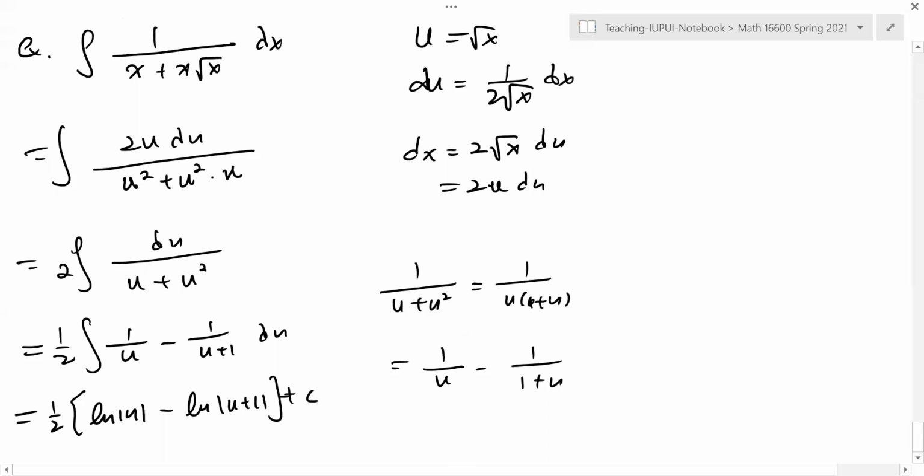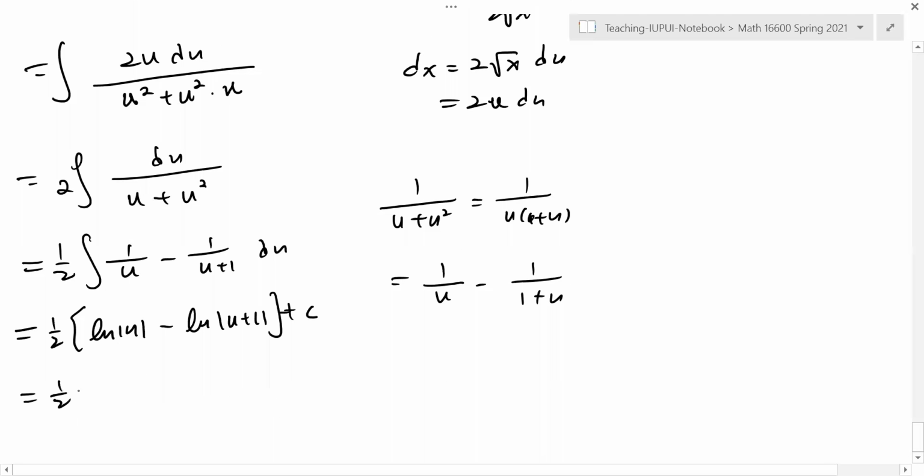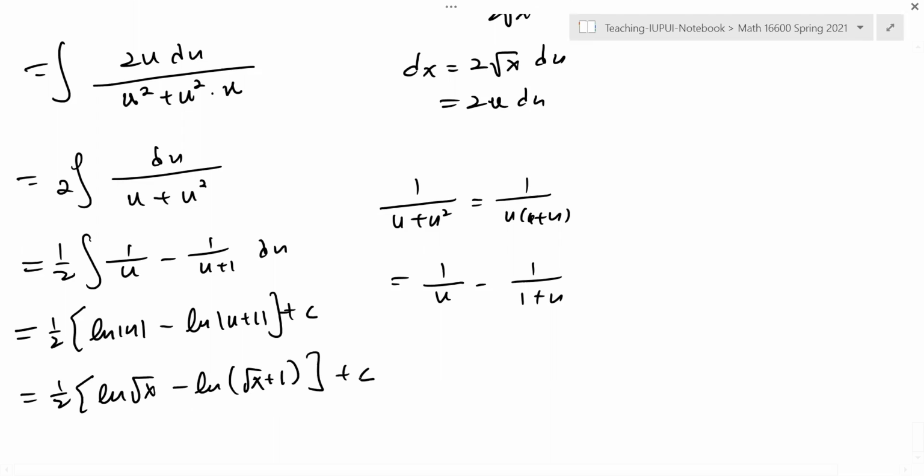So what is u? u is the square root of x. So you put the square root of x here. You don't need to put absolute value, very simple, because this is always positive. So that's it.